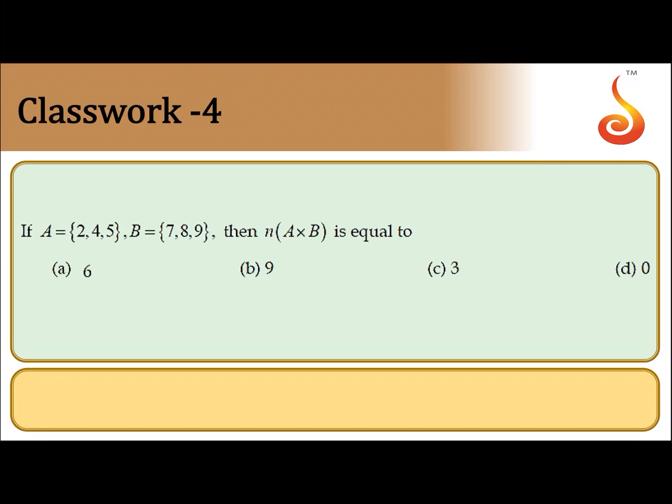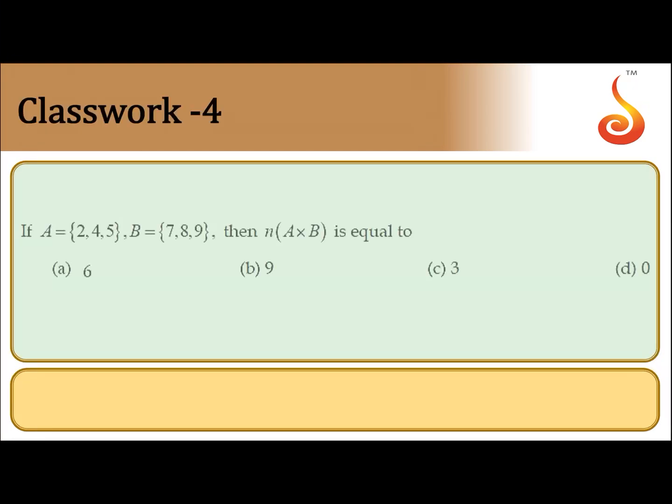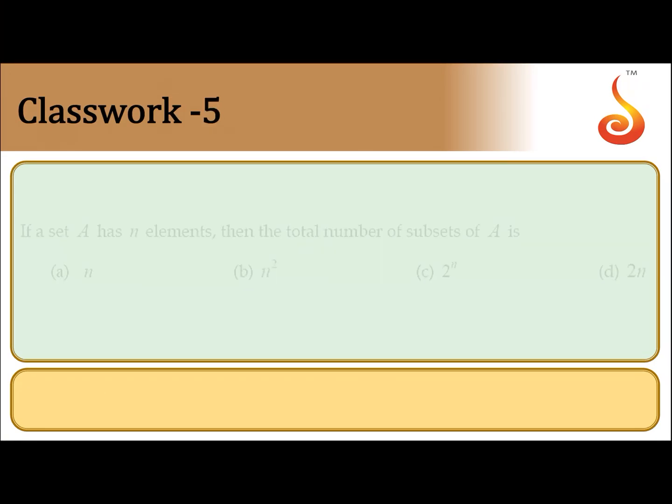Coming to the fourth one, what is N of A cross B? A cross B means the Cartesian product, the number of elements in the Cartesian product. See, there are 3 elements here, 3 elements here. So the number of elements is 3 multiplied by 3, which equals 9 elements. So the answer is 9. The number of elements in A cross B is equal to the number of elements in A multiplied by the number of elements in B. That's it. Coming to the next one.